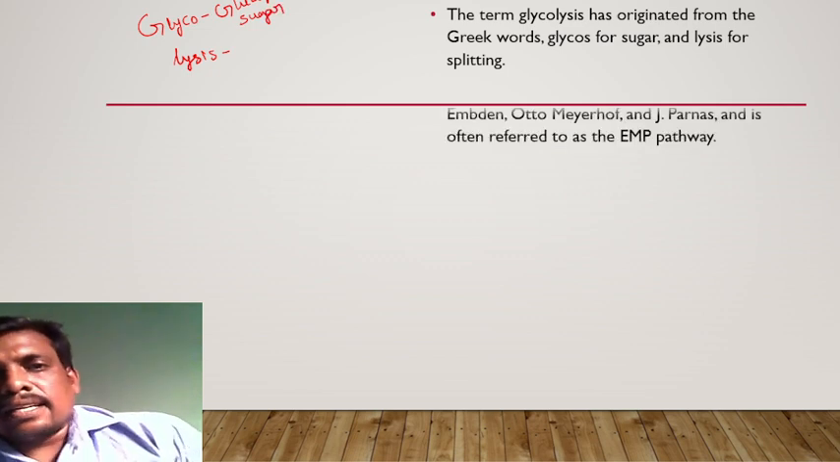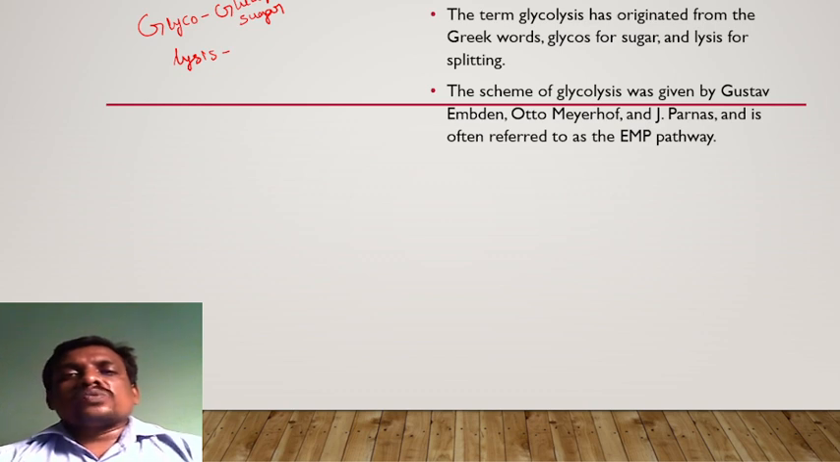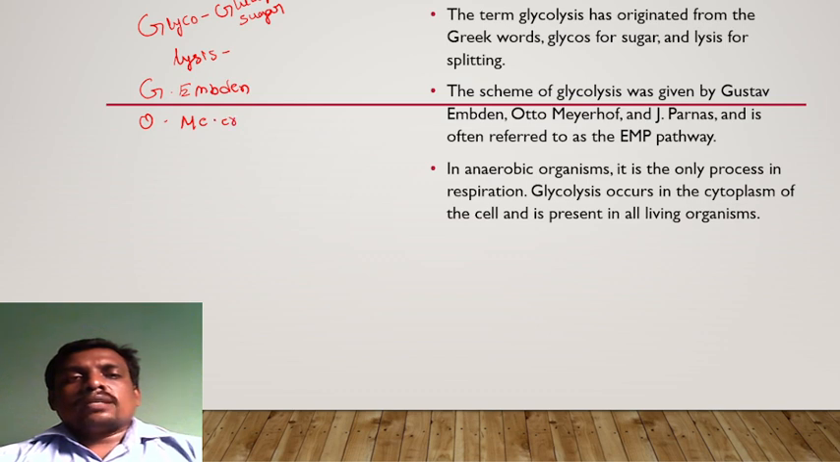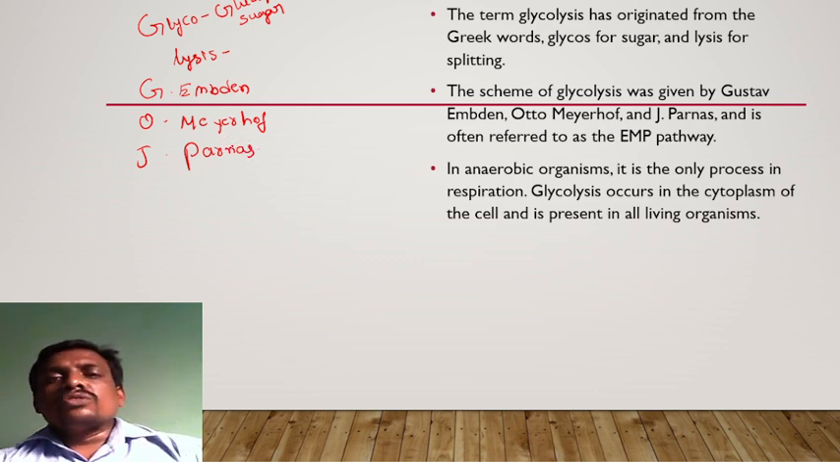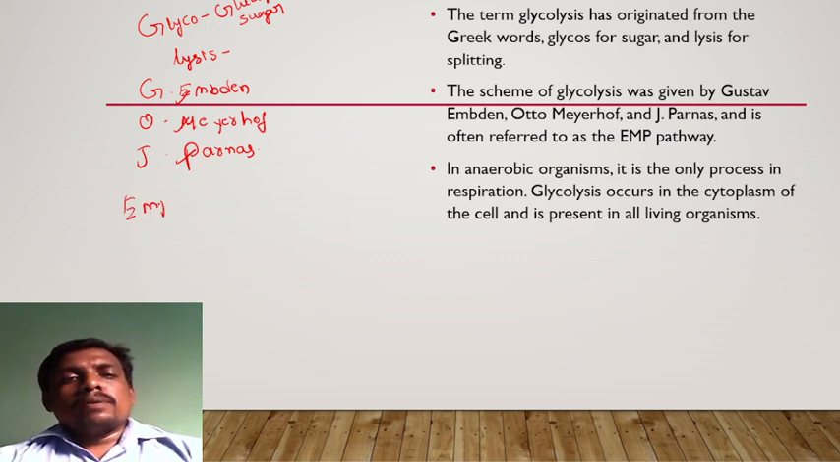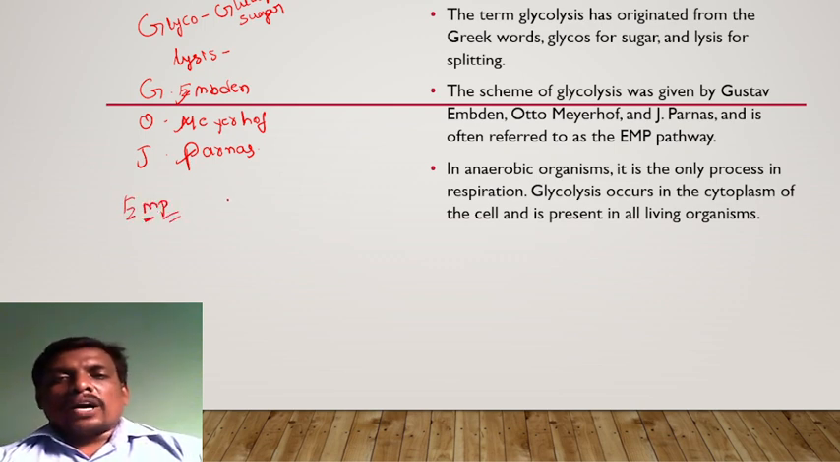Okay, or splitting. The scheme of glycolysis was given by three major scientists: Gustav Embden, great scientist Embden, and Otto Meyerhof, and J. Parnas, and is often referred to, as a shortcut upon the scientists' first names, as the EMP pathway: Embden, Meyerhof, Parnas pathway.